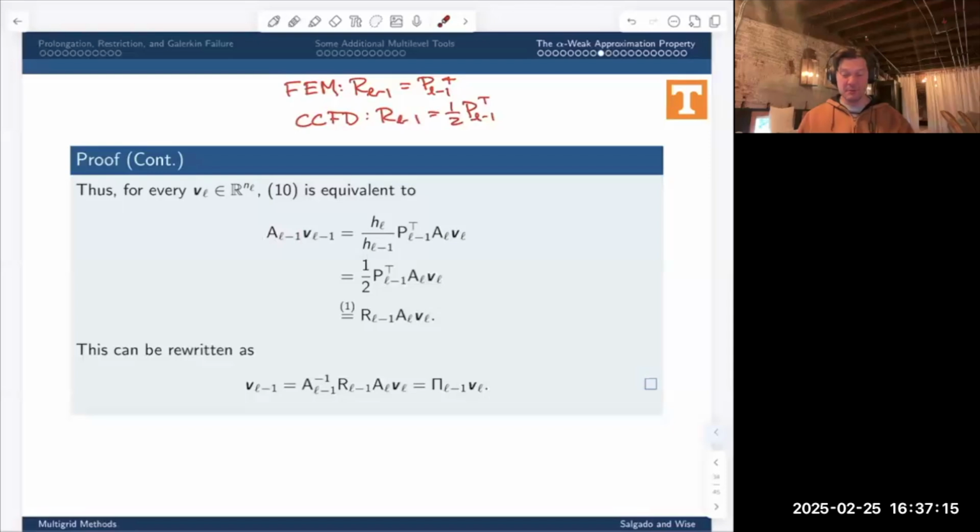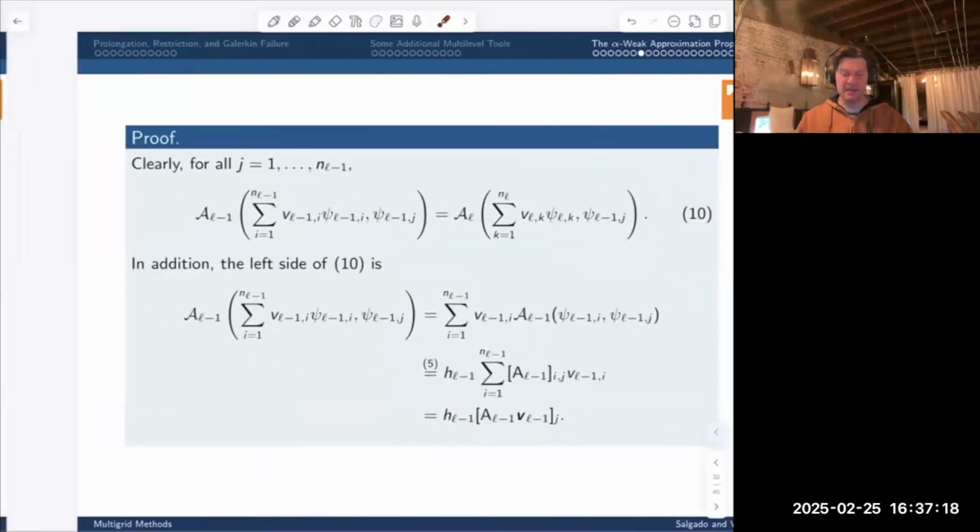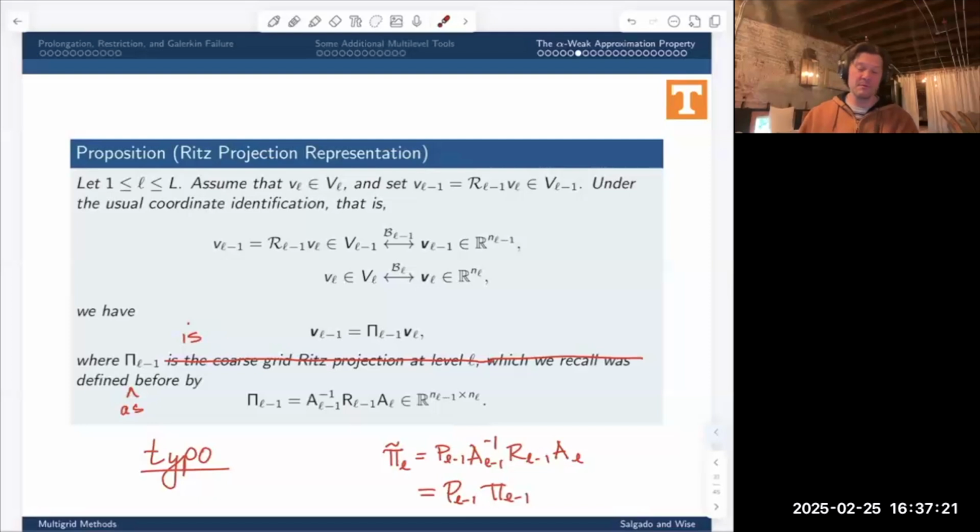So we proved that last result. What this says is that this new object that we call the coarse grid or the cell-centered Ritz projection is not really all that exotic. It's just related to a matrix that we already know and love. As long as we make these coordinate identifications, then we have this. Now, here's the thing. This guy is always solvable. So in a way, this is proving that this object exists and is unique. This guy is always uniquely solvable.